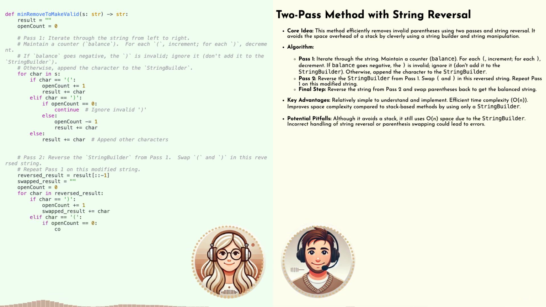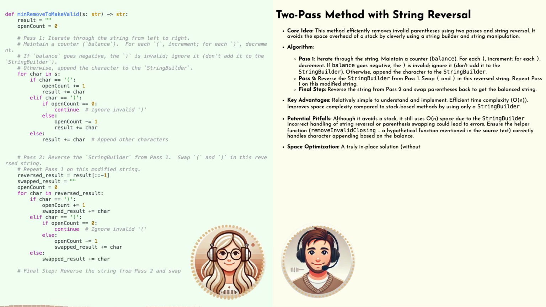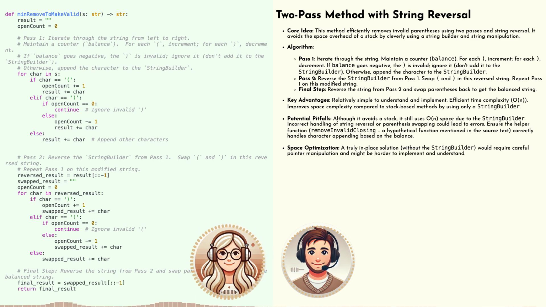We're going to make two passes through our string. The first pass is all about getting rid of all the bad closing parentheses, and we can do that by keeping track of what we'll call a balance counter. A balance counter. Interesting. How does that work?